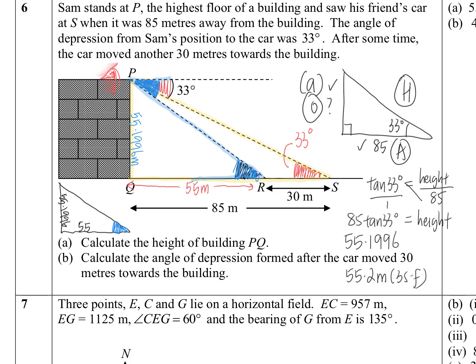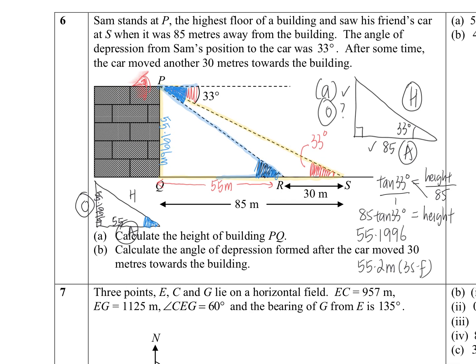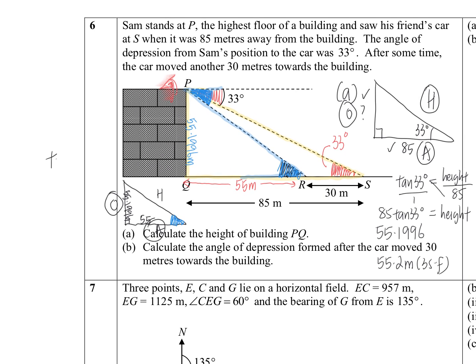So you could also use SOH CAH TOA. I have O, I have A. To find the blue angle, just do tangent. So tangent of this angle, let's call it X, is this over 55. So to find angle X, you just do tangent inverse of this whole thing.